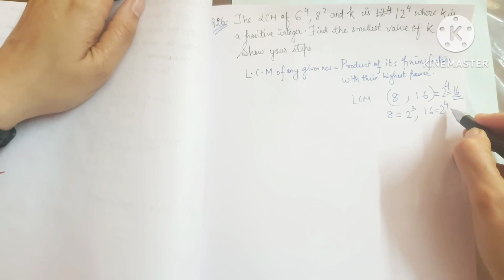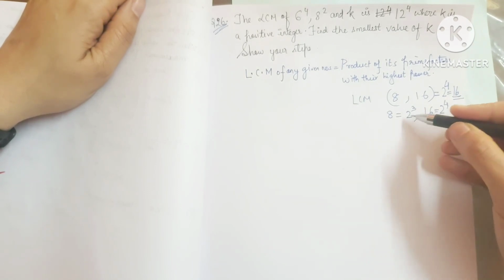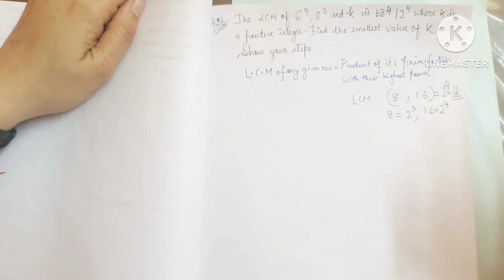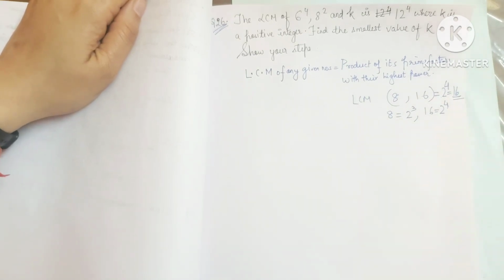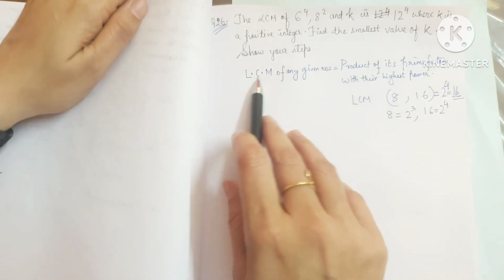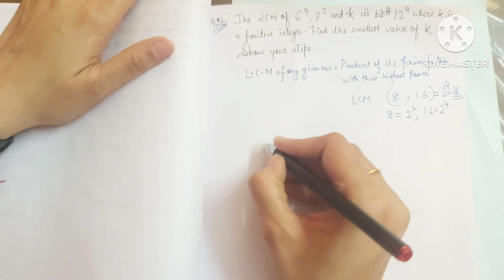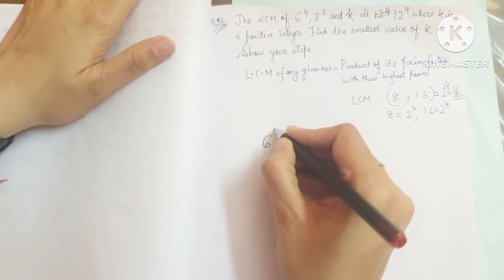So if कोई और ऐसा नंबर हो जिसमें कोई और प्राइम फैक्टर हो, तो जो हाईएस्ट पावर जहां भी होगा वो LCM में चला जाएगा, एंड LCM विल बिकम मल्टीप्लिकेशन प्रोडक्ट ऑफ दोज प्राइम फैक्टर्स विद द हाईएस्ट पावर. सो ये है डेफिनेशन ऑफ LCM ऑफ एनी गिवन नंबर्स. तो हमें क्या क्या नंबर दिए गए हैं? 6 टू द पावर 4.